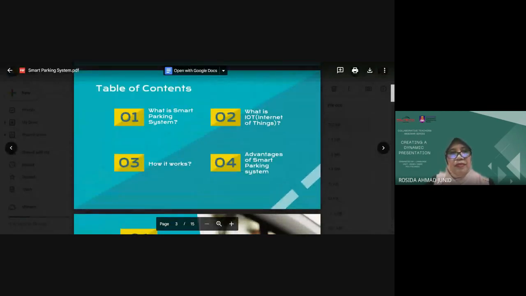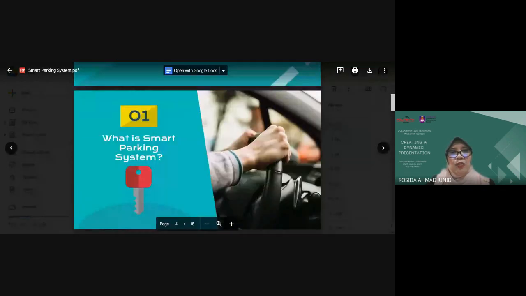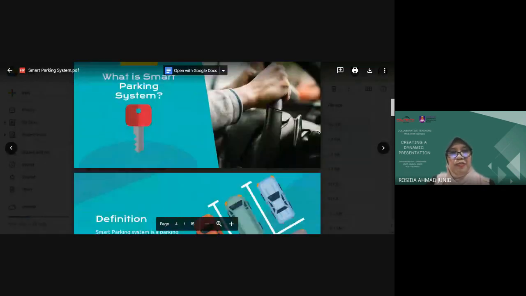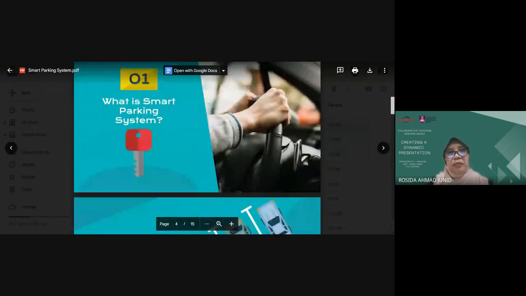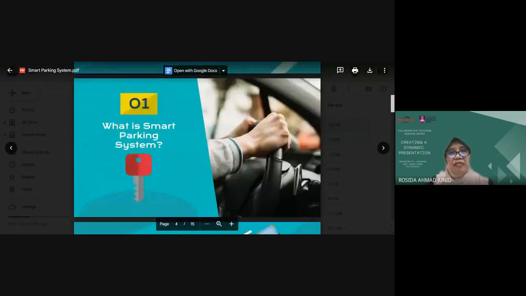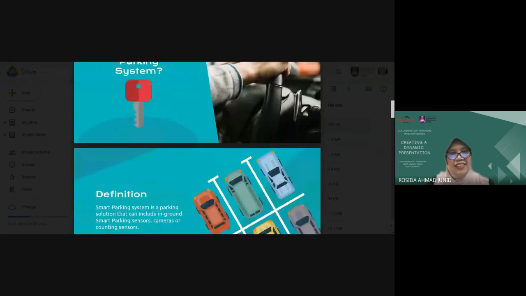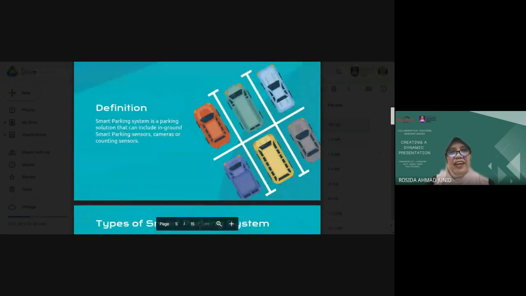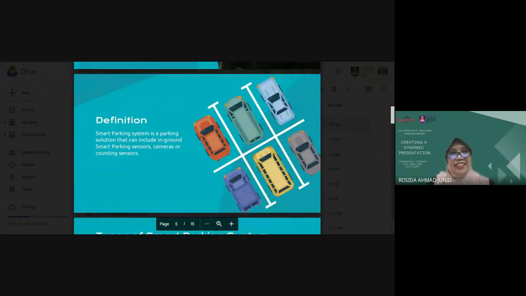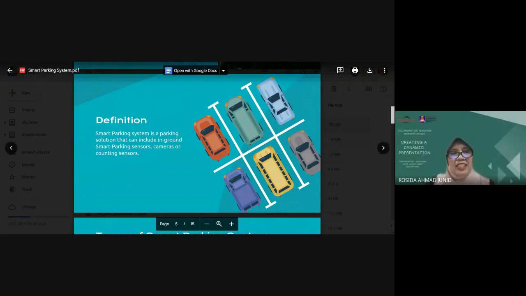What is a smart parking system? What is IoT, Internet of Things? How it works? Look at the picture there. Look at the visual aids that they have. Look at this, the key. Now, look at that. Definition. Simple words. Short sentences. And look at that, supported with pictures.